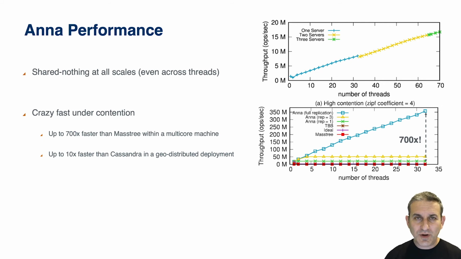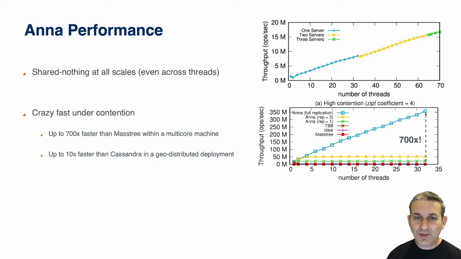Now, under contention is where this makes such a big difference. So we're comparing here to two systems, Masstree, which is a system out of Harvard, Eddie Kohler's group. It's one of the fastest key value stores in research. And Intel TBB, that's Intel's Threading Building Blocks library. This is their concurrent hash table that they run on their shared memory machines. So both Masstree and TBB are single node systems. They do not scale up beyond one server. But you can see that under contention on a single server, Anna is up to 700 times faster than Masstree and TBB. And I'll let you know that in a geo-distributed deployment, Anna is about 10x faster than Cassandra, which is a sort of typical geo-distributed key value store.